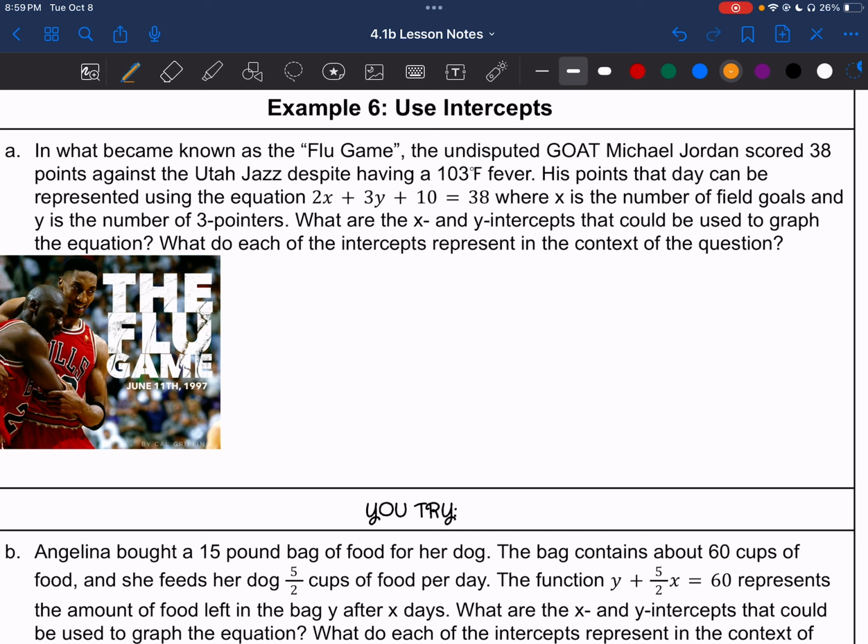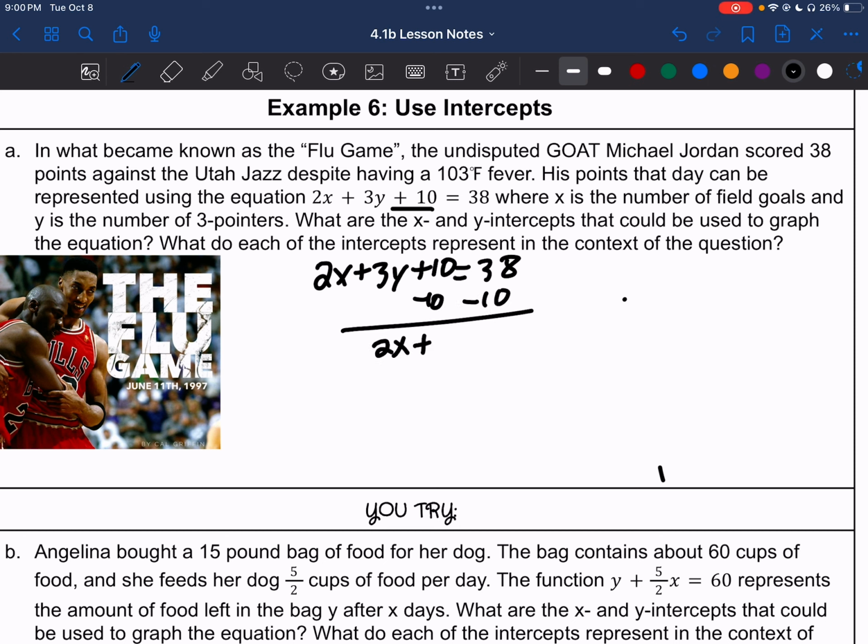So we're going to start off. We need to solve this. And I notice that I have this weird plus 10 here. So let's get this into standard form that we're used to dealing with right away, and then we can start solving. So we have 2x plus 3y plus 10 is equal to 38. Now we're going to start by subtracting that 10 from both sides, and we get 2x plus 3y equals 28.